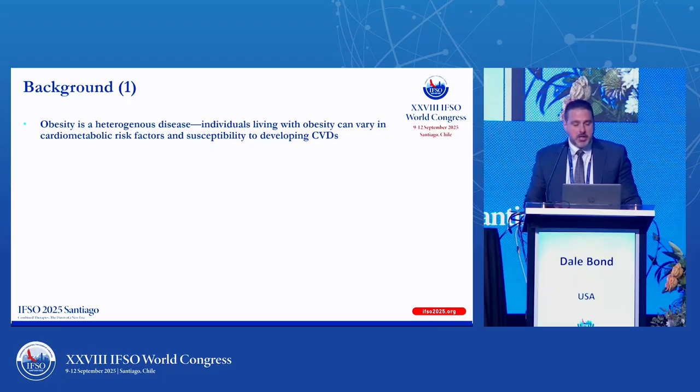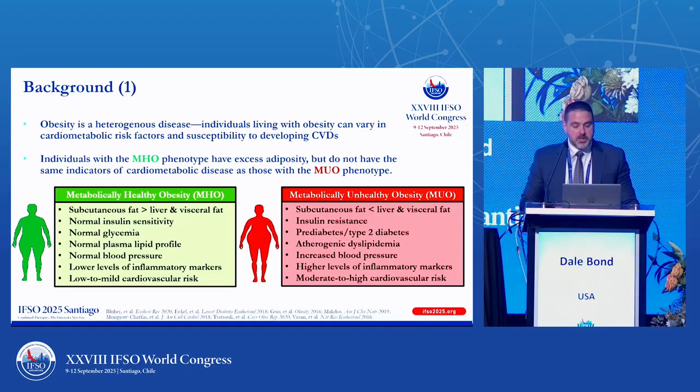So obesity is a heterogeneous disease such that individuals living with obesity can vary in cardiometabolic risk factors and their susceptibility to developing cardiovascular diseases. So for example, individuals with the metabolic healthy obesity phenotype, or the MHO phenotype, they have excess adiposity, but they don't have the same indicators of cardiometabolic disease as those with the MUO, or the metabolically unhealthy obesity phenotype.